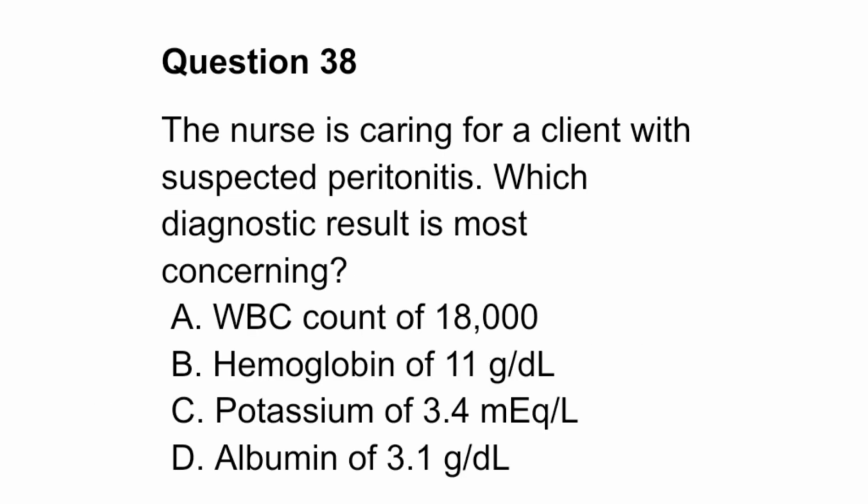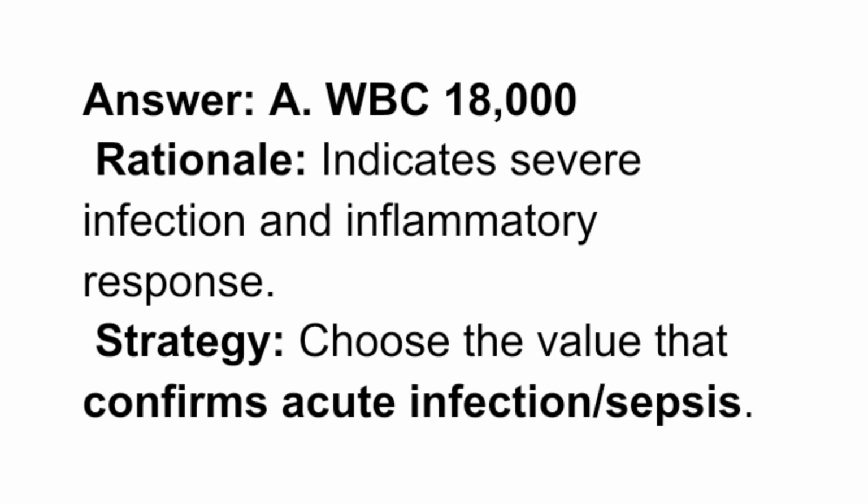Question 38. The nurse is caring for a client with suspected peritonitis. Which diagnostic result is most concerning? A. WBC count of 18,000. B. Hemoglobin of 11 g/dL. C. Potassium of 3.4 mEq/L. D. Albumin of 3.1 g/dL. Answer: A.